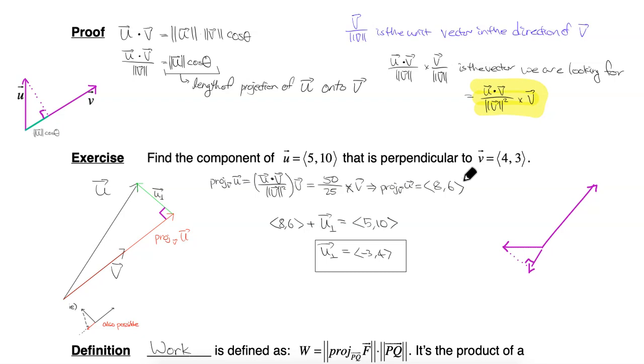It happens to be exactly twice vector v. So now the question is, 8, 6 plus what equals 5, 10? And the answer clearly is negative 3, 4.